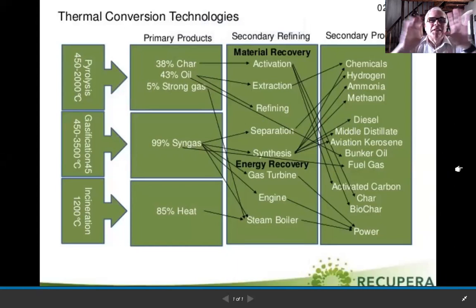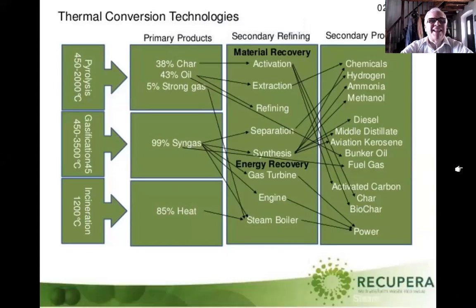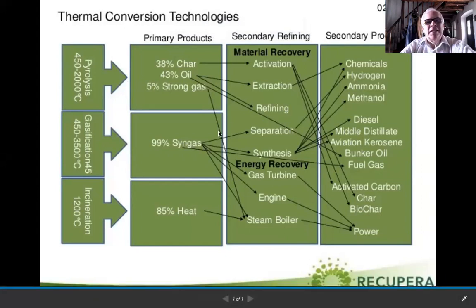So this is just one slide, and there are 3 thermal technologies. I think we have seen these slides before, but now I want to explain in detail. The 3 thermal technologies: pyrolysis, gasification, and incineration.